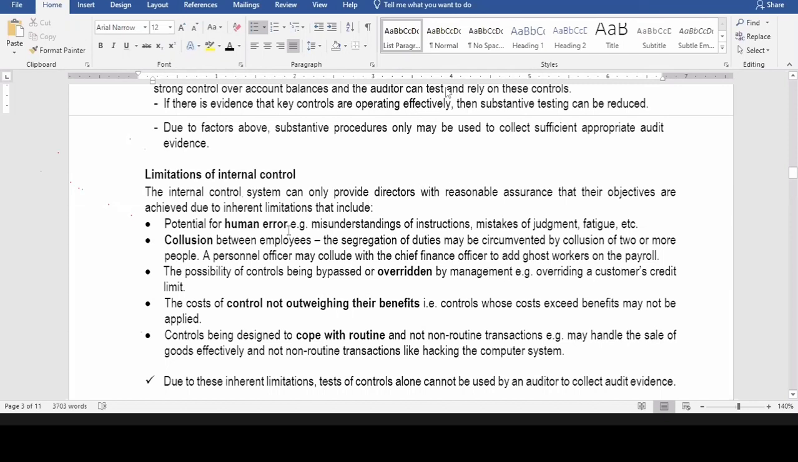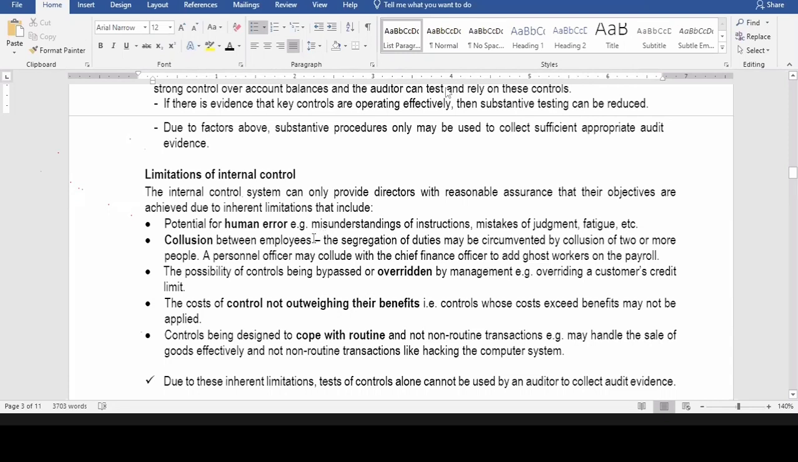1, human error. Whatever you do, however trained people are, they are likely to make errors. So we should have a system of identifying and correcting the errors. Errors of instructions, misinterpreting instructions, mistakes of judgments, or when they are tired, like somebody who is yawning in the morning. Did you sleep last night?